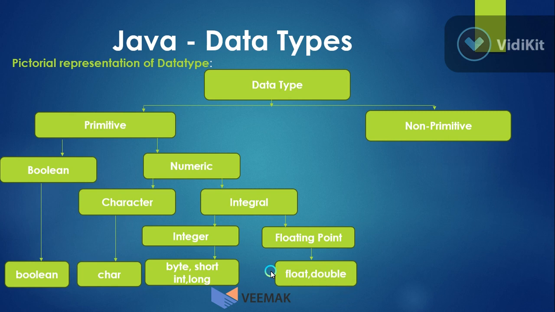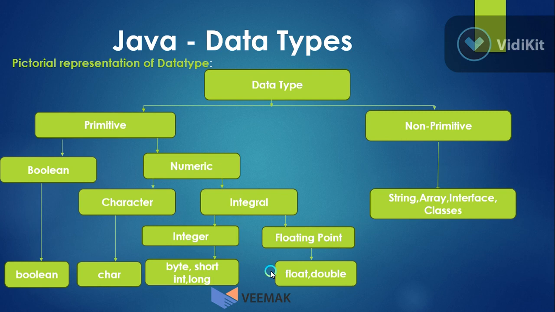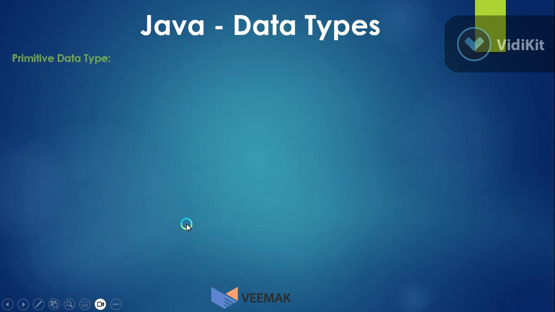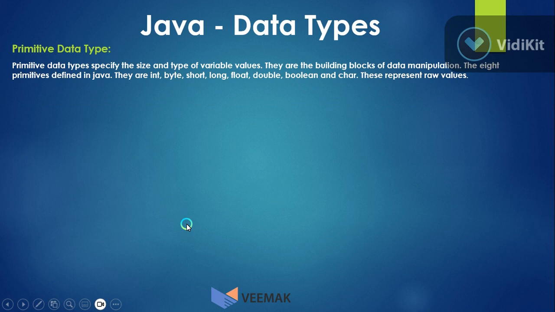Then the non-primitive data type. The non-primitive data types are string, array, interface, class. Now we are going to discuss primitive data types. What is a primitive data type? The primitive data type specifies the size and type of values. They are building blocks of data manipulation.